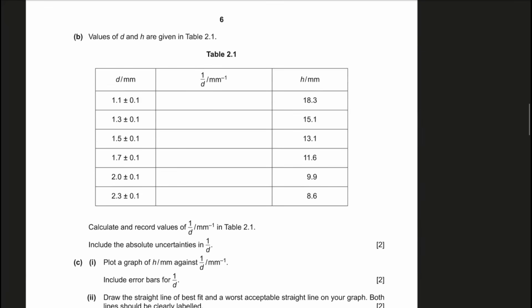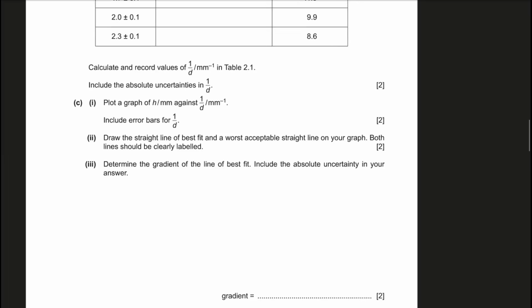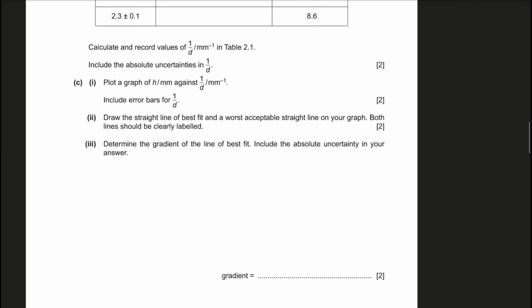Then the second part is about a table which is incomplete, and you have to complete the values in the table by doing some calculations. After that, you have to find some uncertainties in the table as well, and I will be making a detailed video about how to complete the tables, how to deal with uncertainties in question number 2 as well. So you will see the link to that video in the description as well as in the top right hand corner as well. Part C will be mostly dealing with the graph.